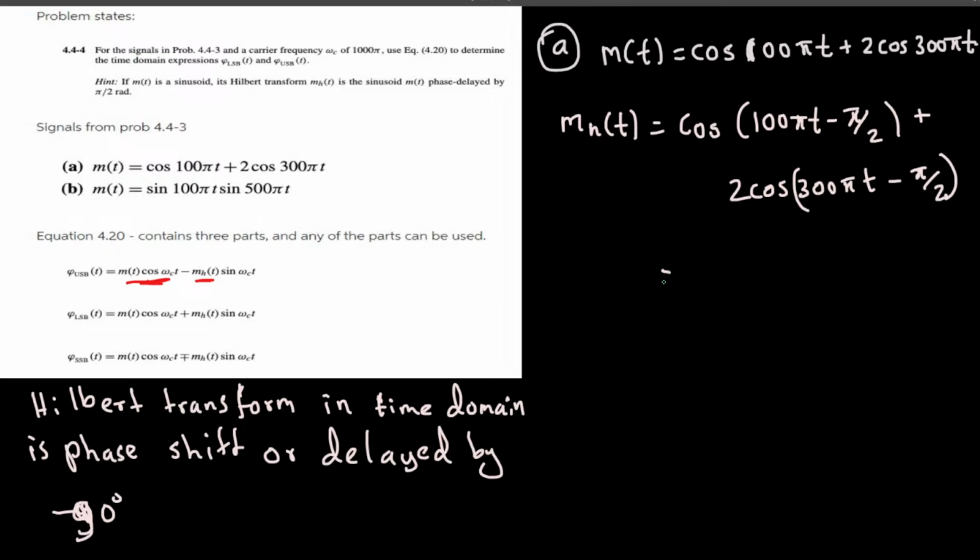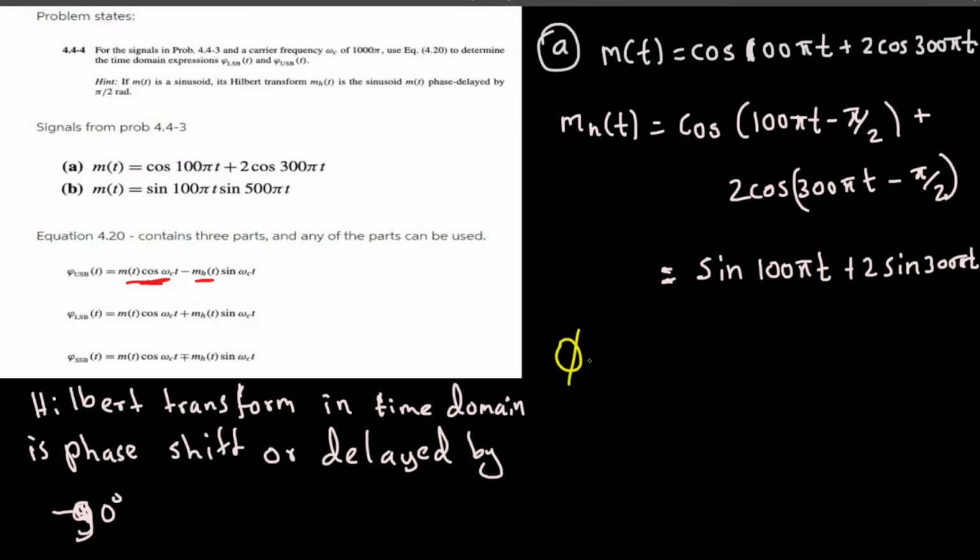Okay, now if you shift a cos wave by 90 degrees, if you subtract 90 degrees from it, that will become a sine. So if you shift cos 100πt by π/2, that is equivalent to sin 100πt. And then the same thing applies here as well, so this is plus 2 sin 300πt. Okay, now we have the expression for mh of t. Now we can go ahead and apply it in the first equation to express the USB in the time domain.